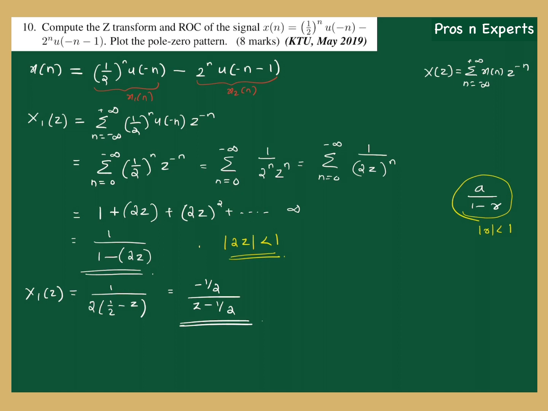What is the ROC? The question clearly mentions to find out the ROC. ROC can be found out from this saved condition. Here the condition is mod 2z less than 1. So what is mod z? Mod z will be less than 1 by 2. So ROC is mod z less than half. Clearly half is the pole of this z transform. So mod z less than half is the ROC. So that's how you get x1 of z.